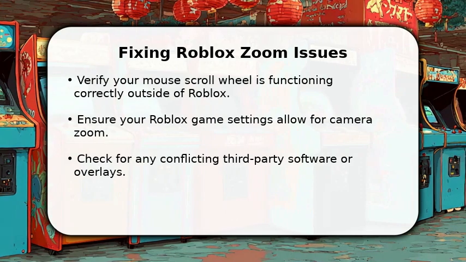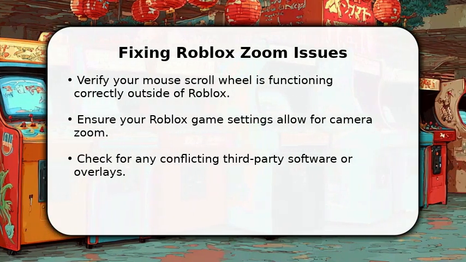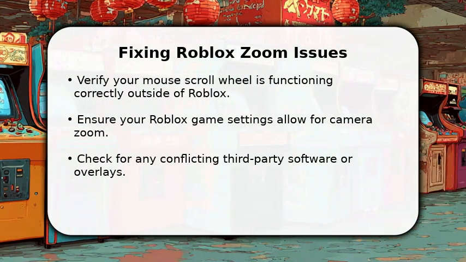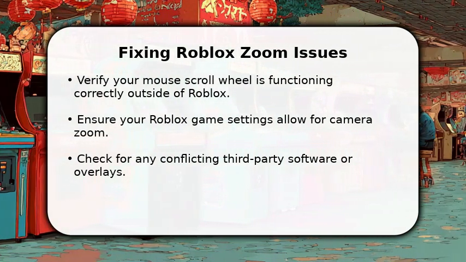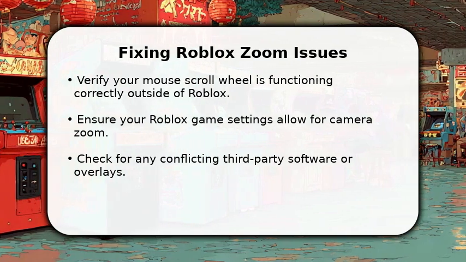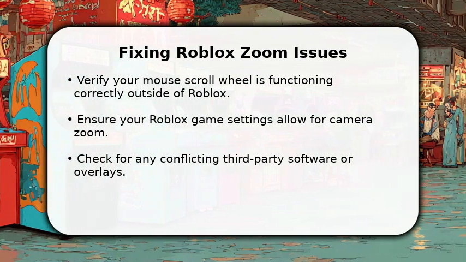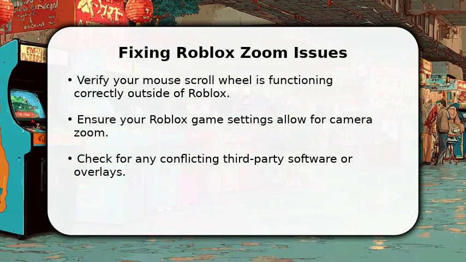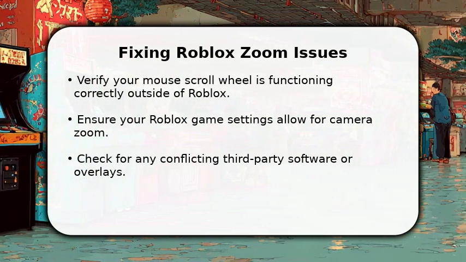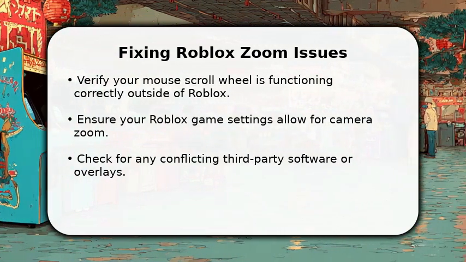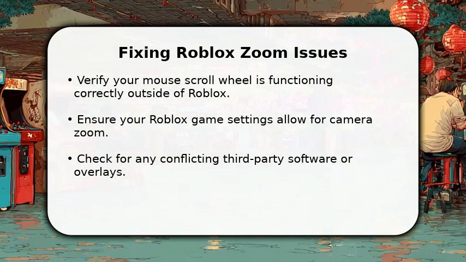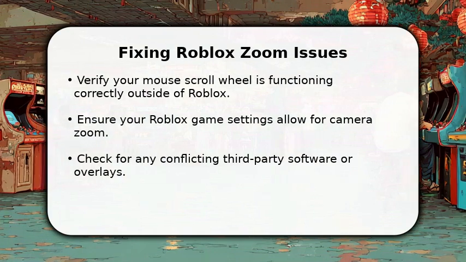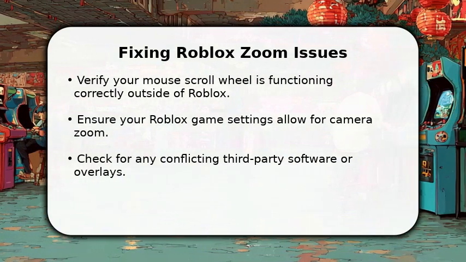In this video, I will explain how to fix mouse not zooming in Roblox. First, let's ensure your mouse scroll wheel is working perfectly outside the game. Open a web browser or document and try scrolling up and down. Next, dive into your Roblox game settings to confirm that camera zoom is enabled. Also, check for any third-party applications or overlays that might be interfering with your game's input. These initial checks often resolve many common issues quickly.